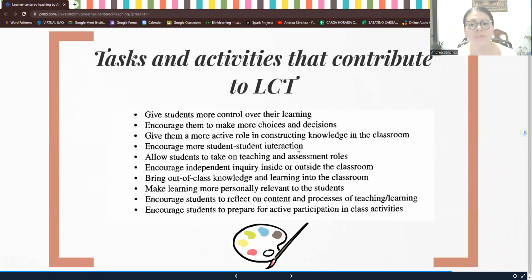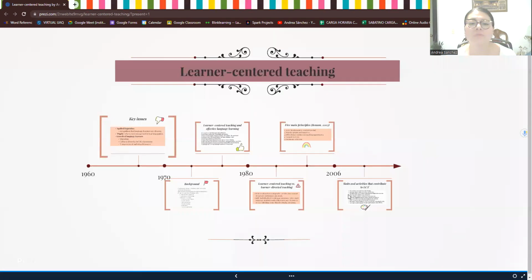Encourage more student-student interaction because through these interactions they share experiences and knowledge. Allow students to take on teaching and assessment roles. Encourage independent inquiry inside and outside the classroom. Bring out-of-class knowledge and learning into the classroom. Make learning more personally relevant to students by going through students' needs. Encourage students to reflect on content and processes of teaching and learning, and encourage students to prepare for active participation in class activities. All of these points have been discussed previously, and I've given you a couple of examples.